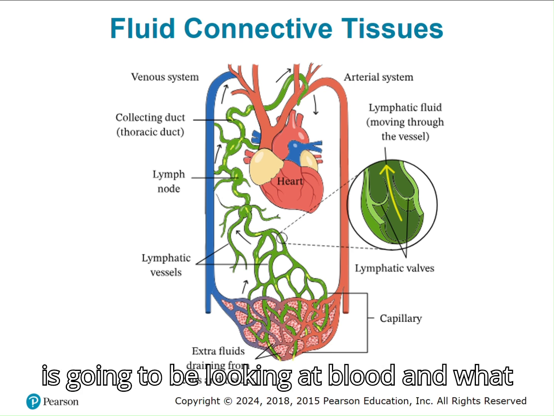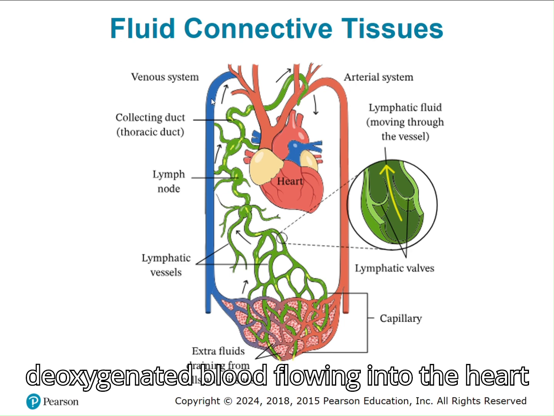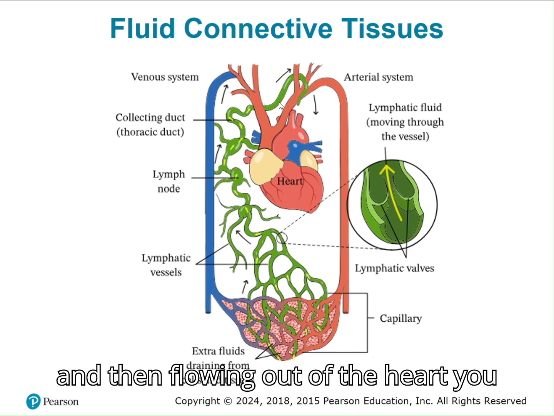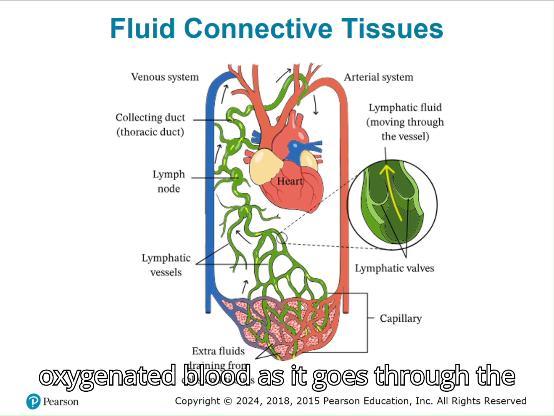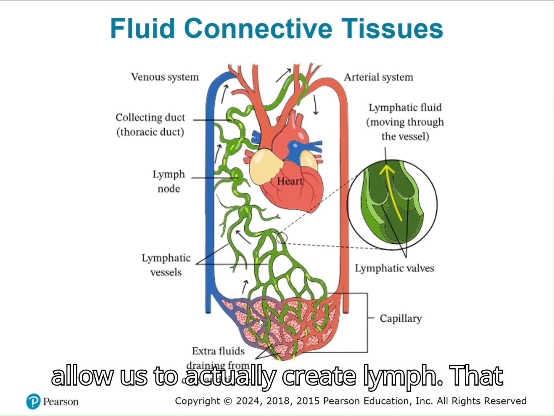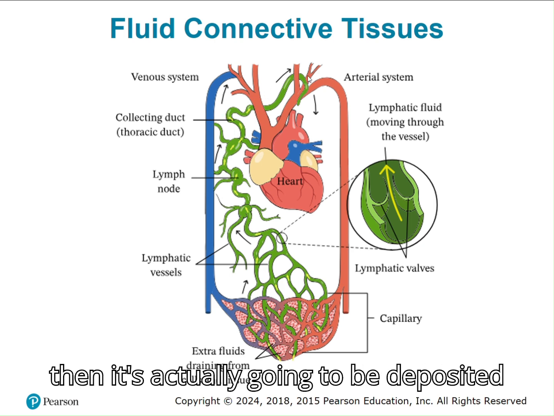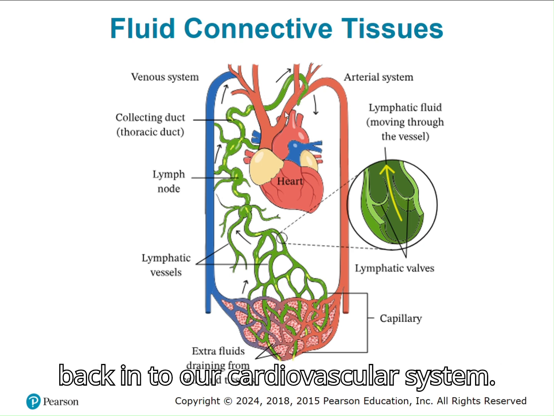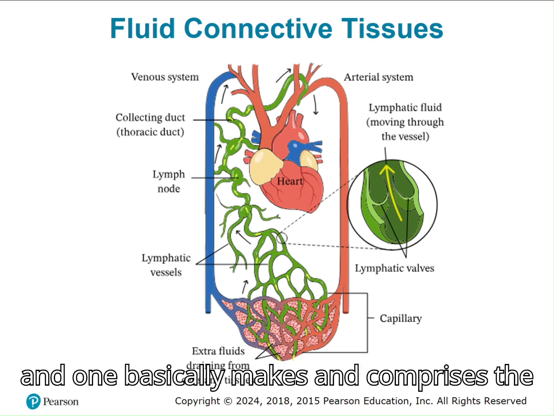What we're going to look at first is blood, and what you can see from this diagram is a schematic showing deoxygenated blood flowing into the heart, and then flowing out of the heart you have the oxygenated blood, and then that oxygenated blood, as it goes through the different parts of the body, is going to allow us to actually create lymph. That lymph is then going to be cleaned, and then it's going to be deposited back into our cardiovascular system. So these two fluids are interconnected, and one basically makes and comprises the other one.